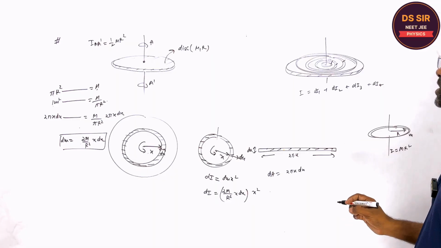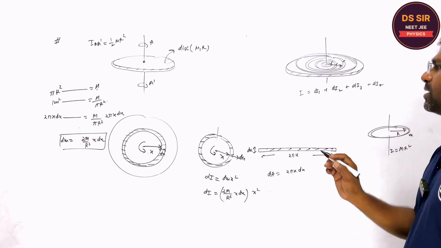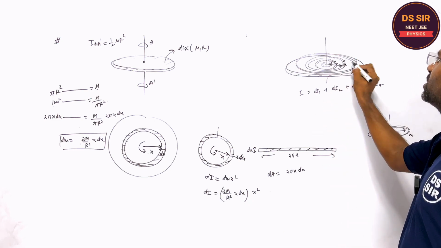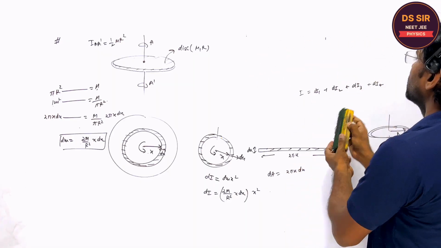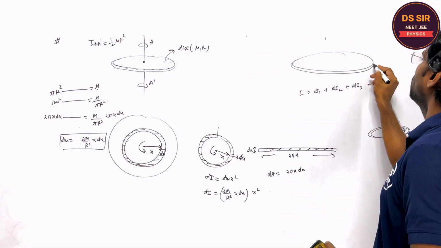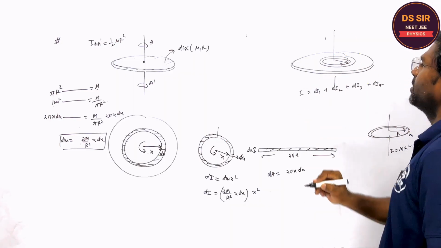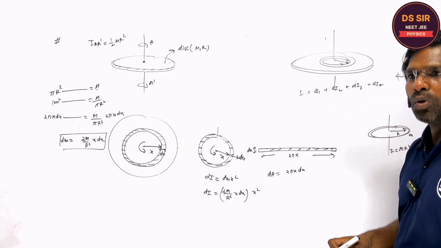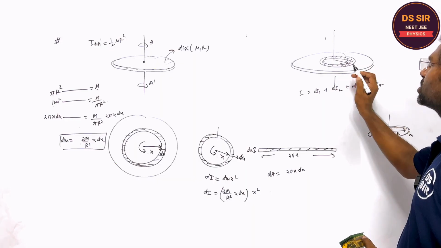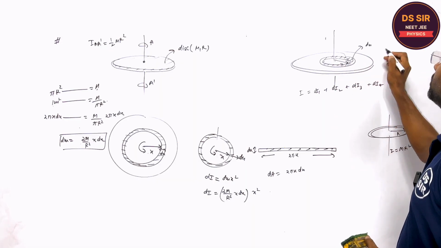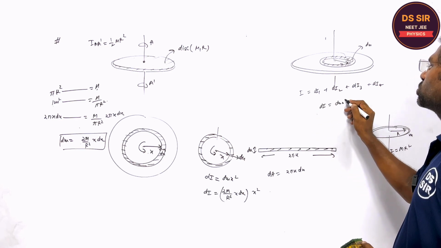For how to use the integration, we will first write the moment of inertia of the elemental part. Suppose at distance x, the width is dx. We are considering the elemental ring. If this is the disk, we have to consider an elemental ring at distance x. We don't know the complete moment of inertia of the complete disk, but we know at least the moment of inertia of this small ring. If the mass is dm, the elemental moment of inertia is what? Say dm into x square.